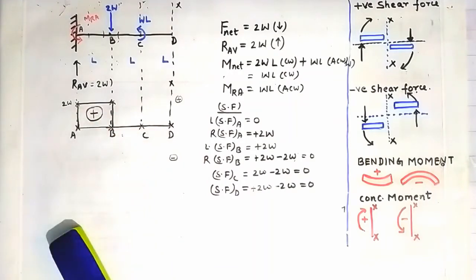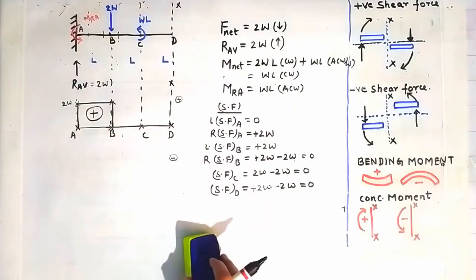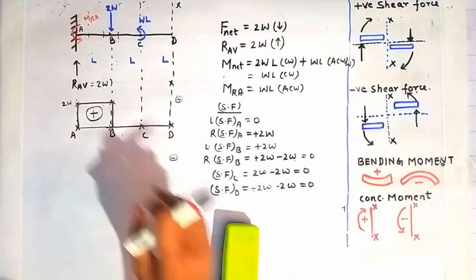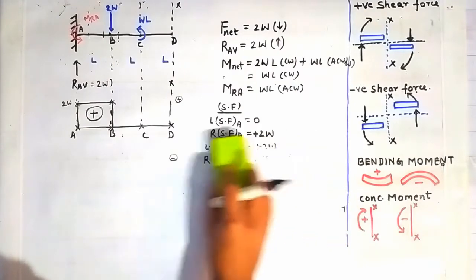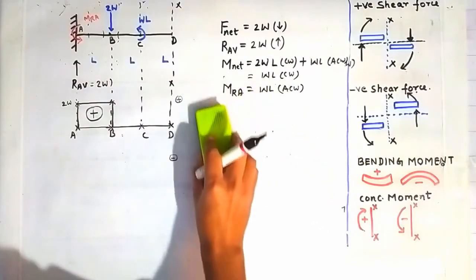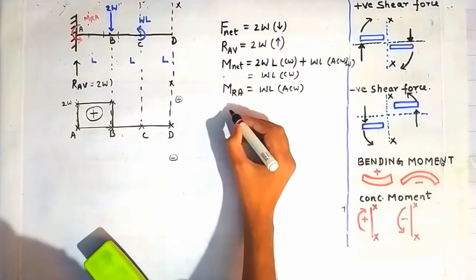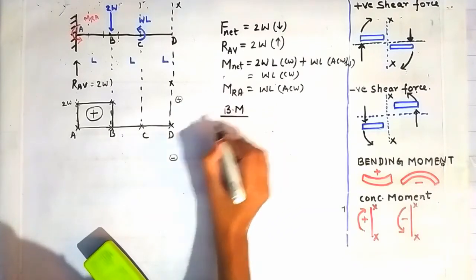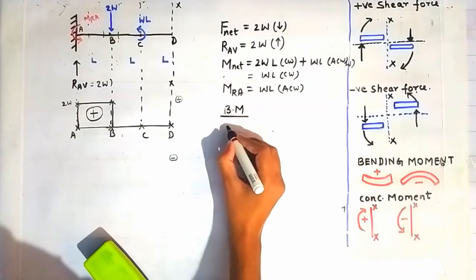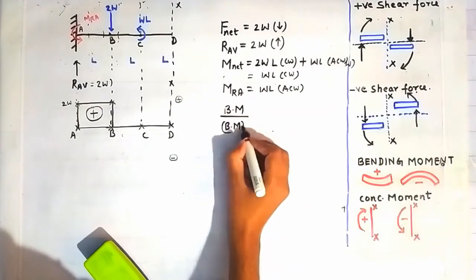Okay. Now we will draw the bending moment diagram. For that we have to calculate the bending moment at the various points. Okay. So I am rubbing this. Now in the bending moment calculation, what we have to do? Now we will calculate the bending moment. Okay. So for bending moment, we have to start with the point A. So bending moment at point A, we will calculate.